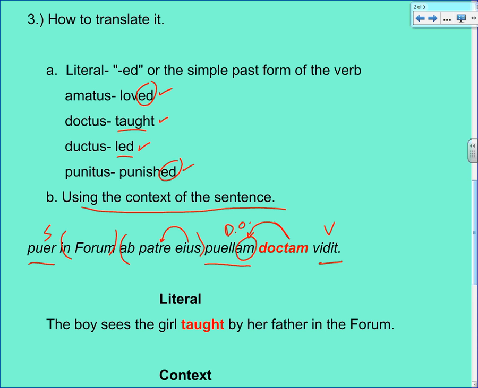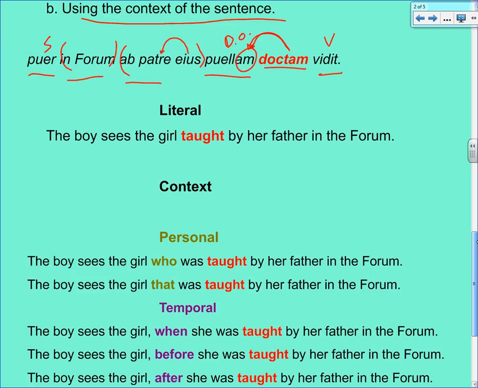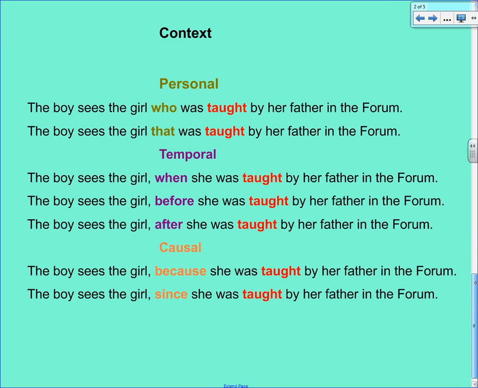And just like an adjective, I'm going to attach doctum to girl. The boy sees the girl taught. And I'm going to place these two prepositional phrases, one of them ablative of agent a patre, with doctum. So the boy sees the girl taught by her father in the forum. That's the literal translation. And that is never going to be wrong. But we can use context. And I don't want you to get too caught up in this.